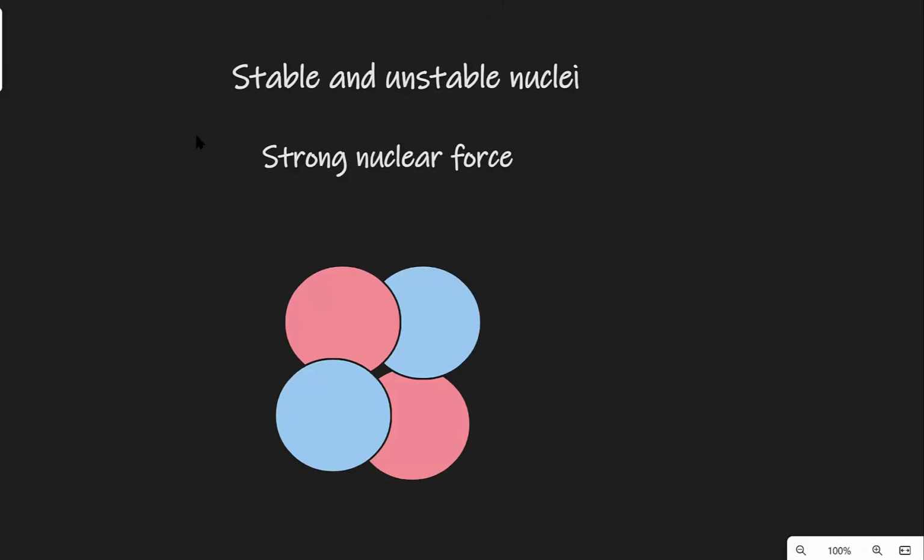Now let's see what makes nuclei stable or unstable. In order to do so, we need to think about what are the forces inside of a nucleus, and ultimately we need to discuss the strong nuclear force. So imagine that this over here is just a nucleus, so the red particles are protons, these blue particles, let's say, are neutrons. So what forces are acting on the nucleus?